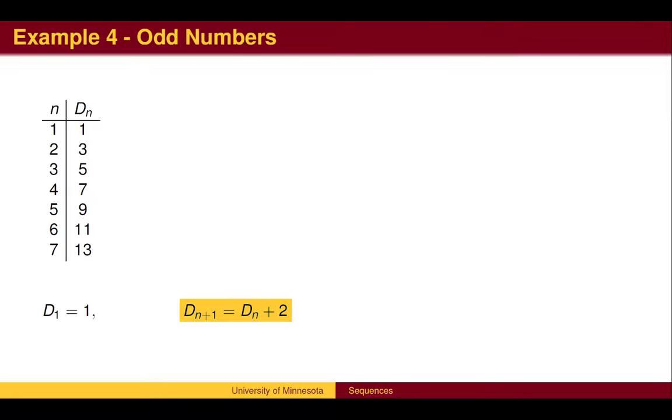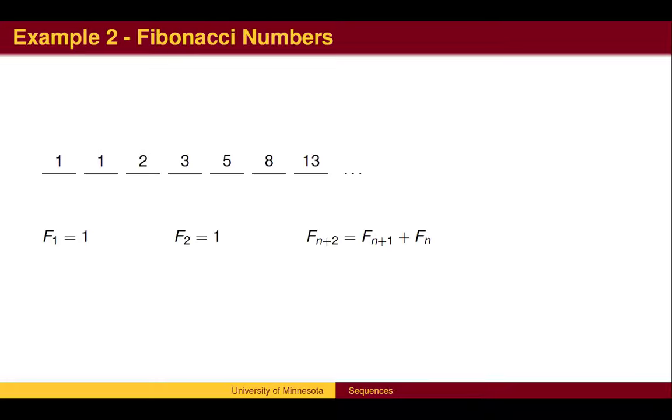This can also be done with subscripts. For any term D sub n, we find the next term, D sub n plus 1, by adding 2. The recursive formula can be more complicated. Here is the recursive formula for the Fibonacci sequence.